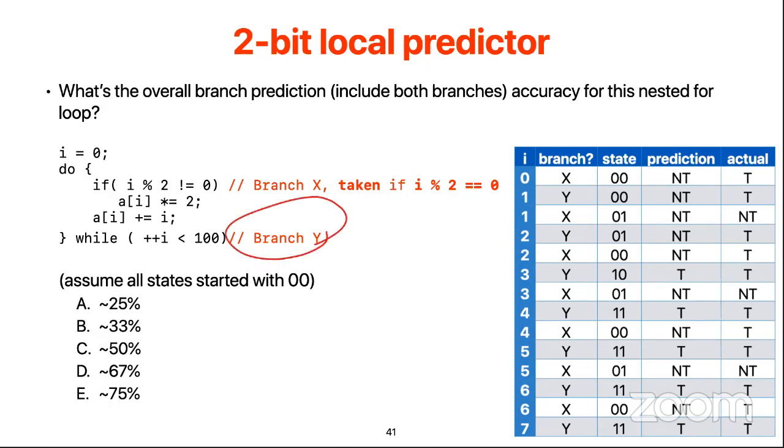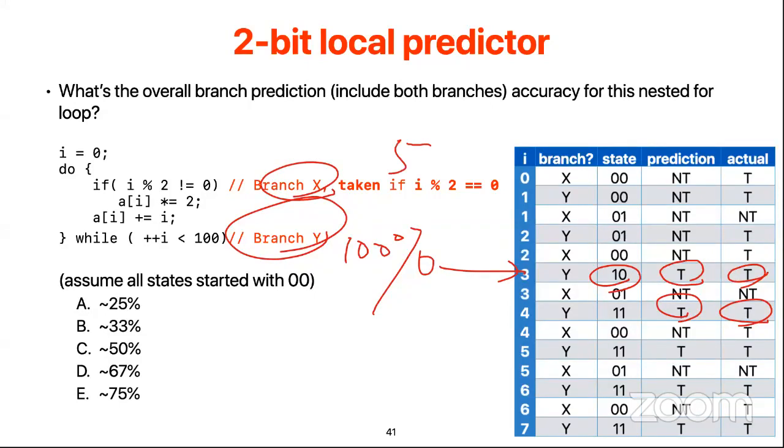But if you keep going, right, you will figure out that at some point we will train the branch Y to above the threshold. So everything would be predict taken, right? So for the Y, it's roughly about 100% accuracy. For the X, we are going to have only 50% accuracy. So given the amount of branches we have, they are equal in amount, so it will be 75%. Harris, do you agree with that?